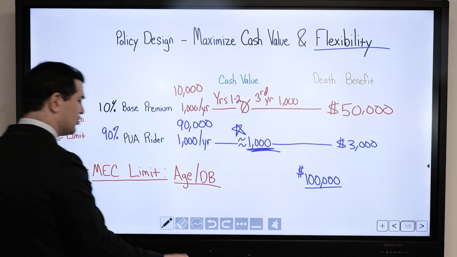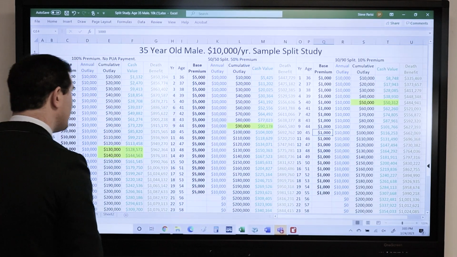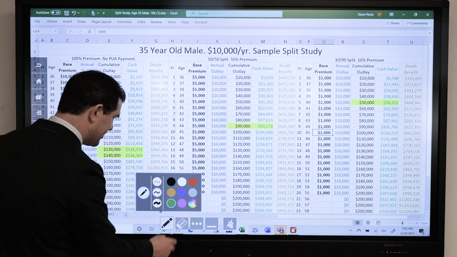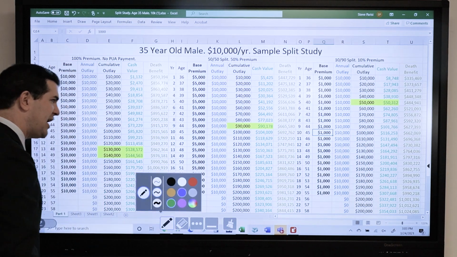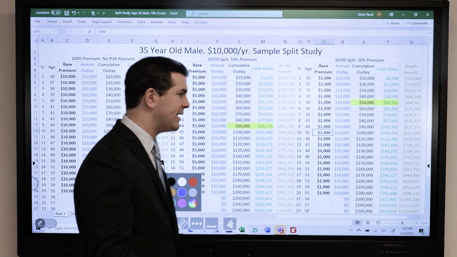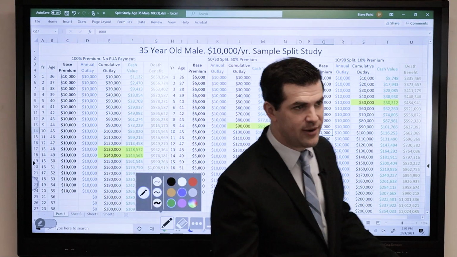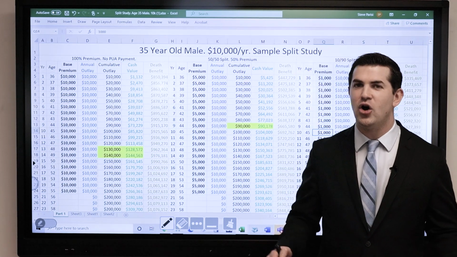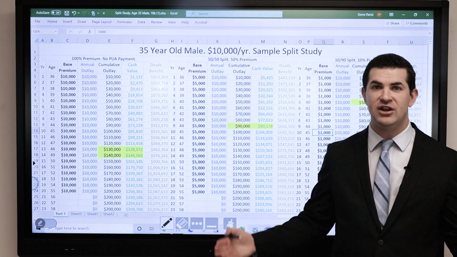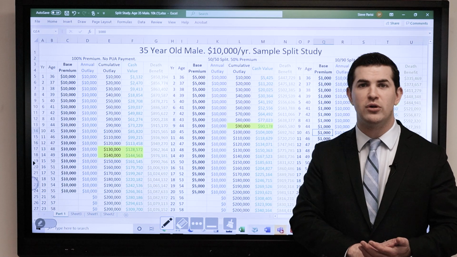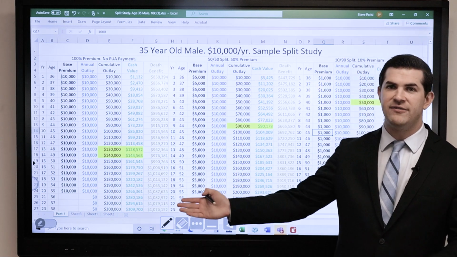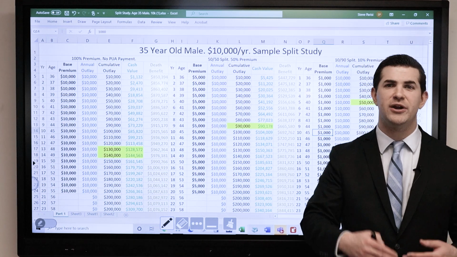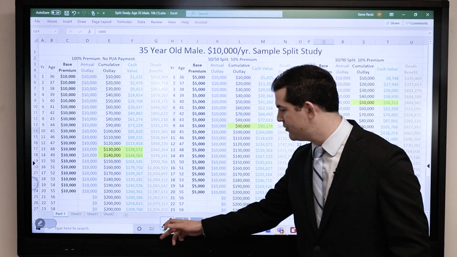So let's illustrate this. Here we've got an example of the same policy with the same insurance company, the same individual, the same out-of-pocket, same health rating, everything's the same except for the policy design. This is the fun part. On the left, we have a traditional old school whole life insurance policy. The individual is 35 years old. He's paying in $10,000 per year for a period of 20 years.